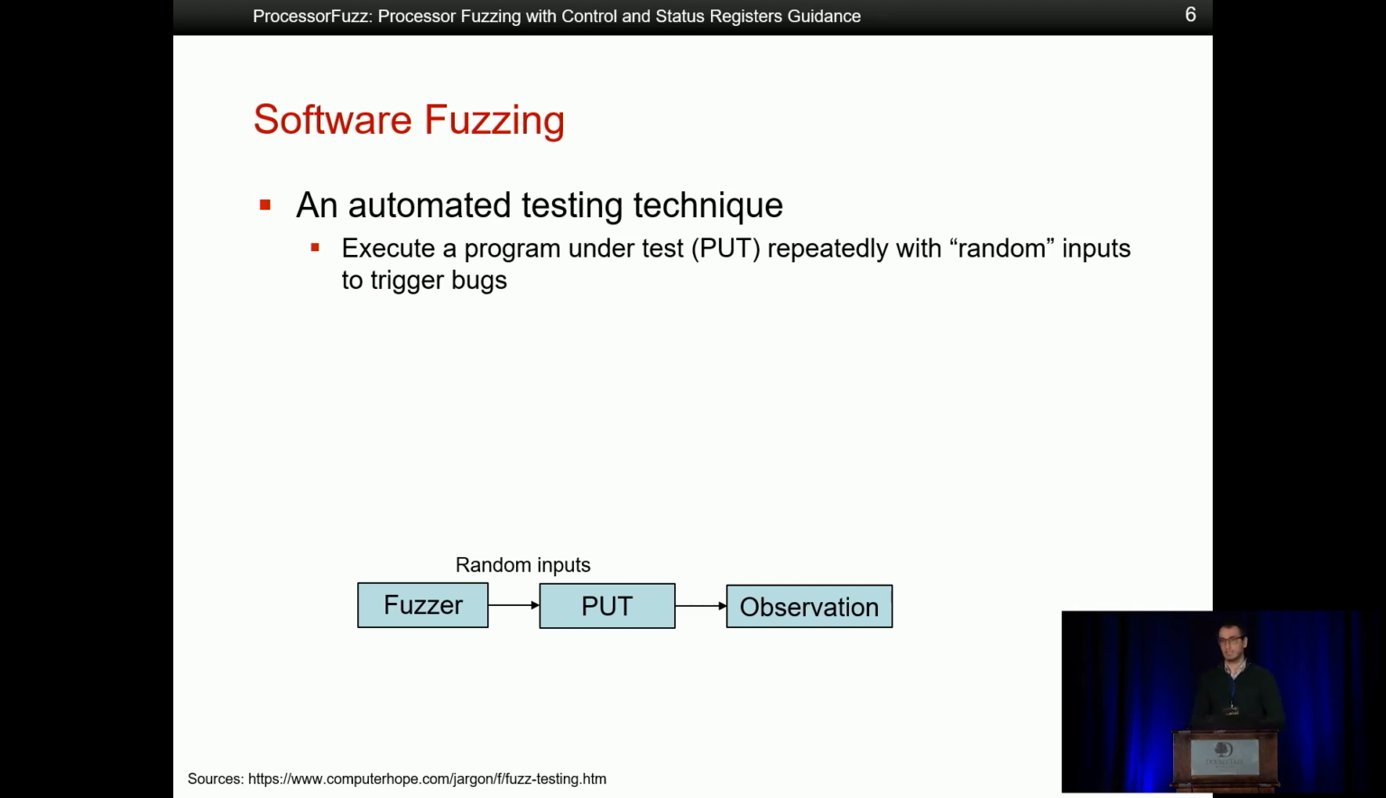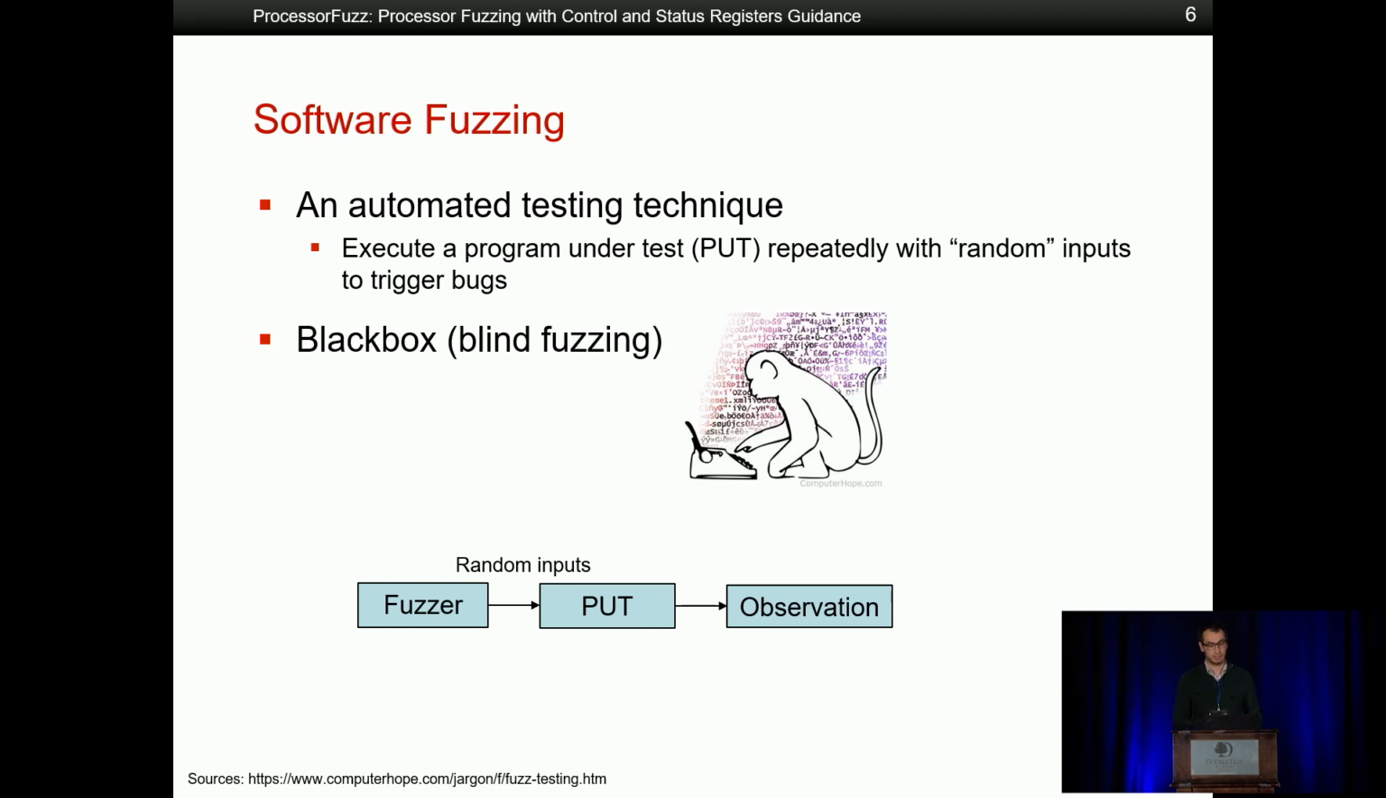Software fuzzing is basically an automated testing technique, and the goal is to generate a large number of inputs and execute the program under test with these inputs repeatedly to trigger bugs. But this definition sounds like we are a monkey, blindly testing programs without understanding them. And actually, it's correct. This simple form of fuzzing is called black box fuzzing.